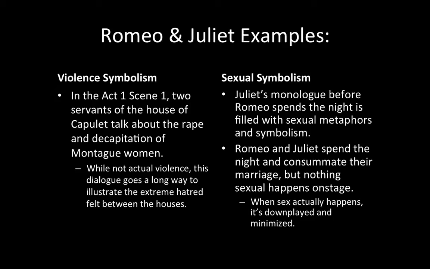Okay, on the sexual symbolism side, we have kind of a before and after here. In the first bullet, we have Juliet's monologue before Romeo spends the night, and that's filled with sexual metaphors and symbolisms. Things like, "I have bought the house of love but yet possessed it." "Teach me how to lose a winning match." Things that suggest what is going to happen that evening with her new husband, but never actually say what it is. And then the second bullet, Romeo and Juliet spend the night and consummate their marriage, but nothing sexual happens on stage. So when we actually do have sex happening in the plot, it's downplayed and minimized, and we don't see anything about it. It's just hinted at.